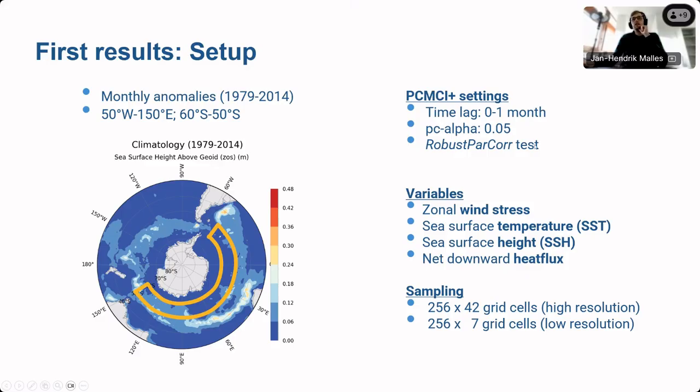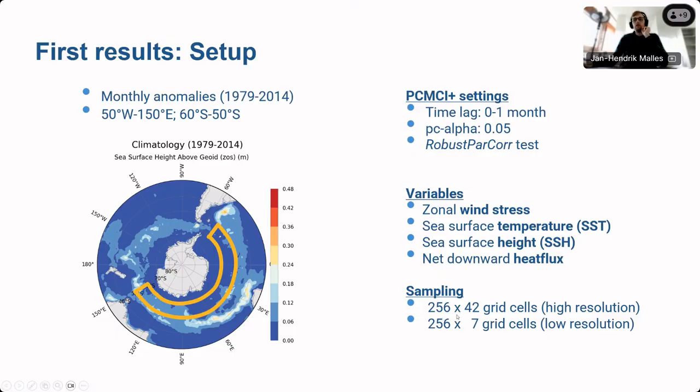And then this is the conditional independence test, so the robust partial correlation test, which the algorithm uses to tease apart the different causal relationships. The variables that we use here are the zonal wind stress, always detrended anomalies, sea surface temperature, sea surface height, and the net downward heat flux.